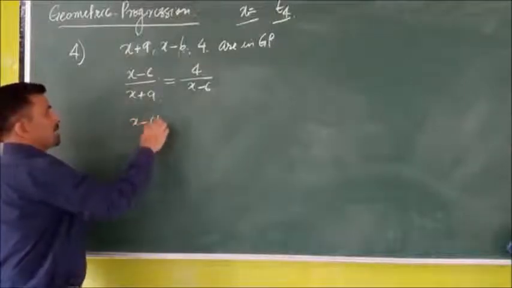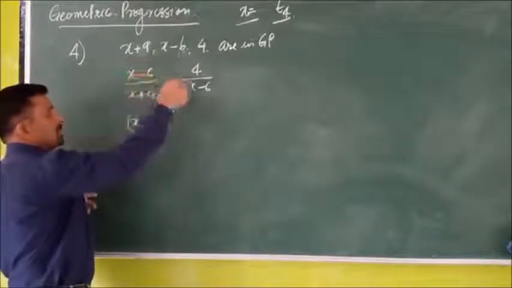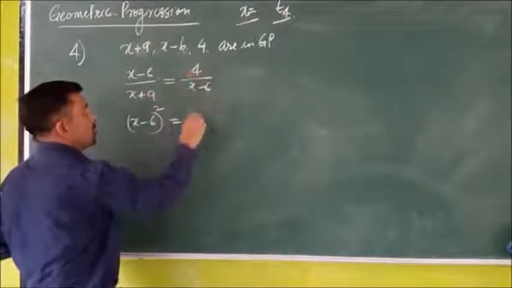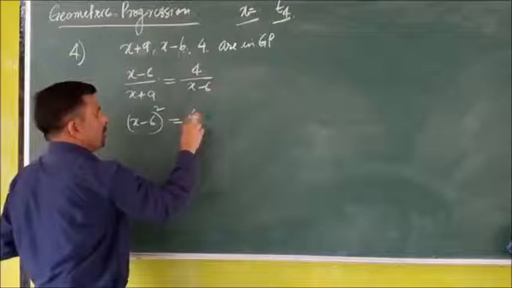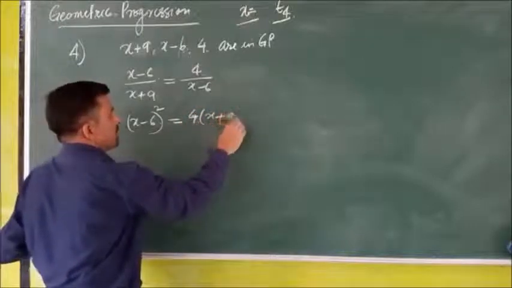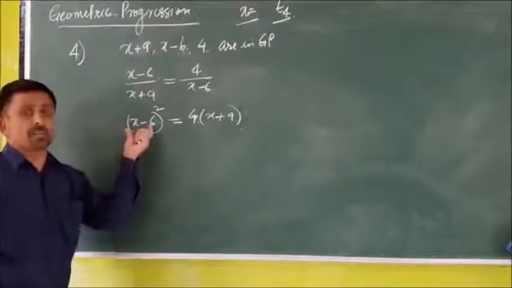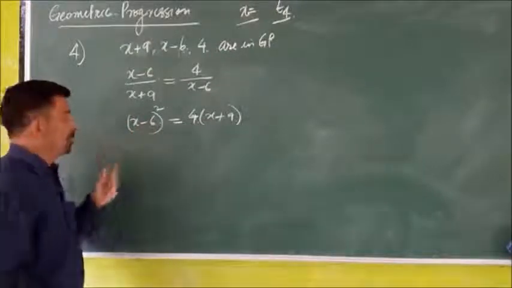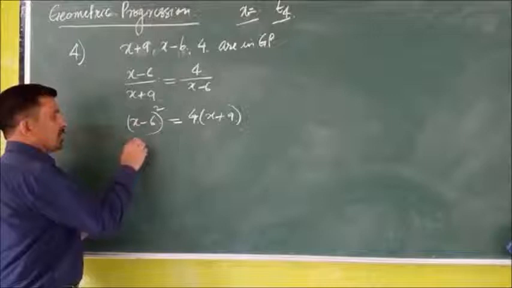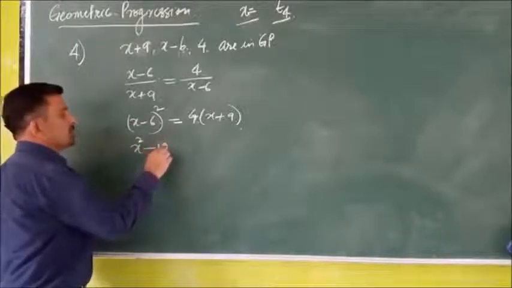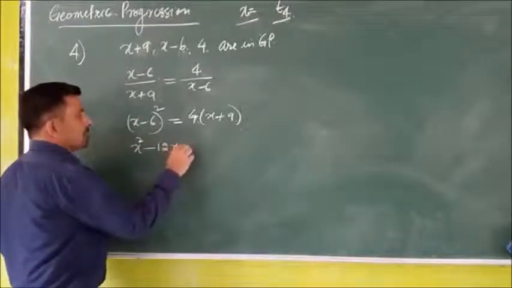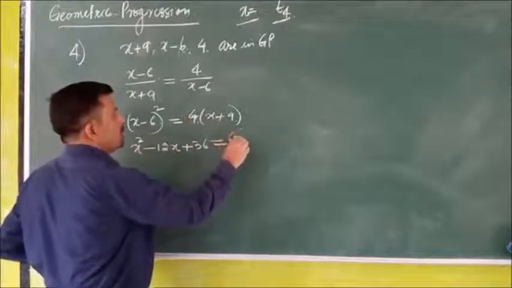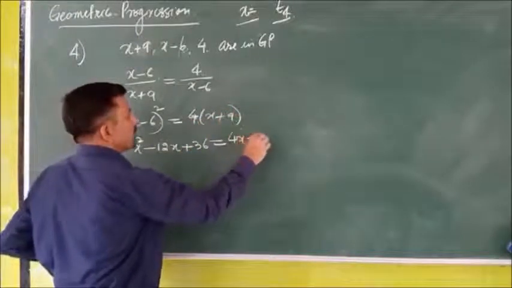(x minus 6) whole square: (x minus 6) into (x minus 6) is equal to 4 into (x plus 9). We will use the perfect square expansion. This will be x square minus 12x plus 36, and on this side we will have 4x plus 36.